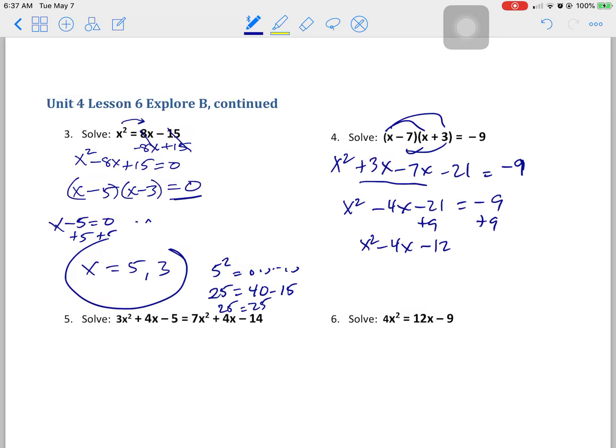Sorry, I'm looking for my calculator. Hang on. I have a negative 12. Let me just double check that I did this first one right. Negative 21, right? Negative 9. Bring this over. Yeah, that's another key error. So let me fix that.